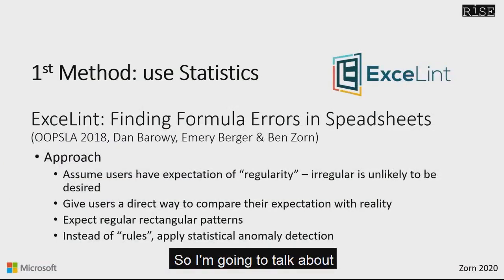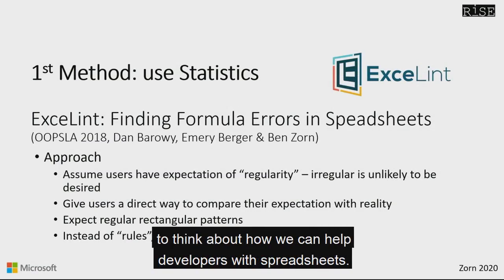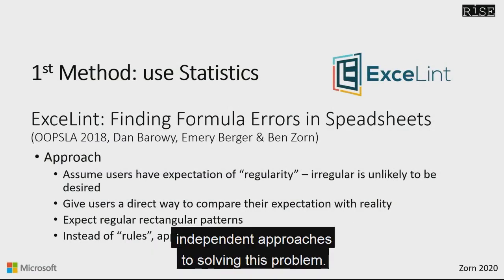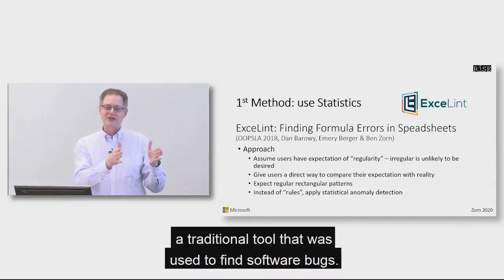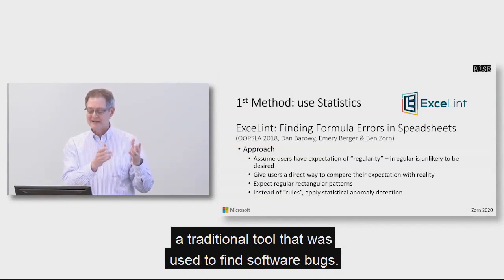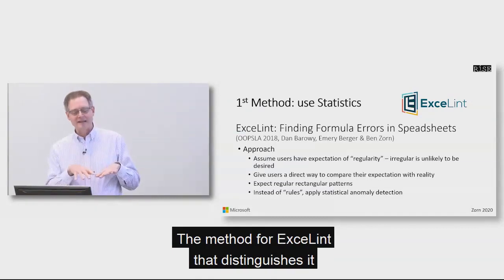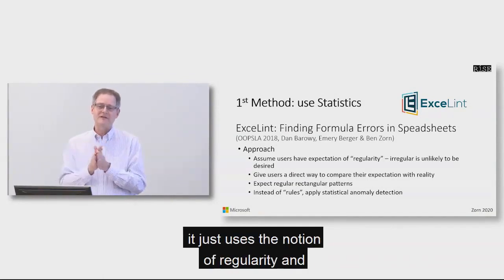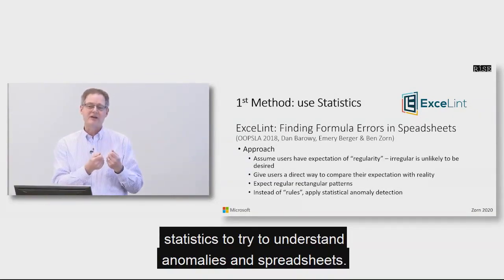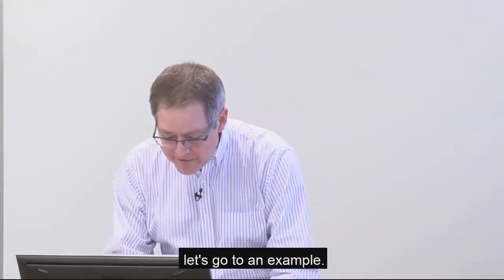So I'm going to talk about two methods that I personally have worked on to think about how we can help developers with spreadsheets. They involve two projects, independent approaches to solving this problem. The first approach uses statistics, and it's a tool called ExceLint. We call it ExceLint because lint is a traditional tool that was used to find software bugs, and so ExceLint is a way to find bugs in spreadsheets. The method that distinguishes ExceLint is that it doesn't use a complex machine learning model. It just uses the notion of regularity and statistics to try to understand anomalies in spreadsheets. So instead of talking about it in the abstract, let's go to an example.